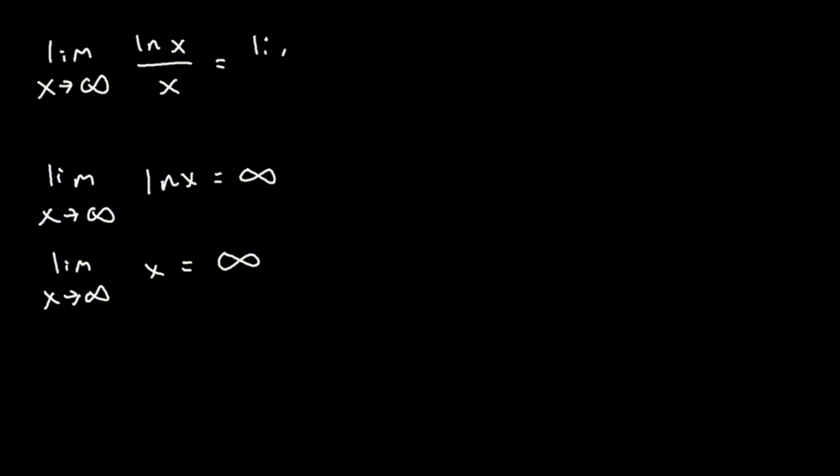So as the limit approaches infinity, the derivative of ln of x is 1 over x, and the derivative of x is just 1. So you basically just get the limit as x approaches infinity of 1 over x. And we know this is just 0. As the denominator reaches infinity, your numerator is still some non-infinite number, so you get 0.